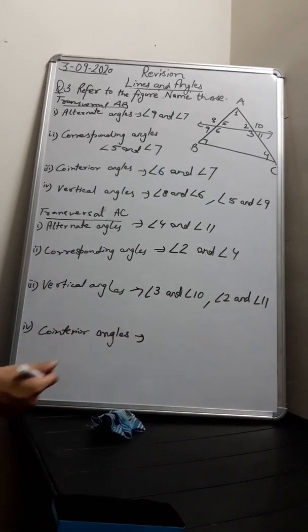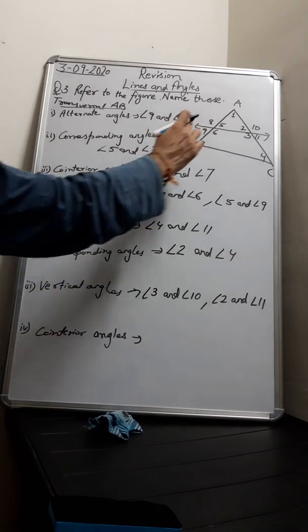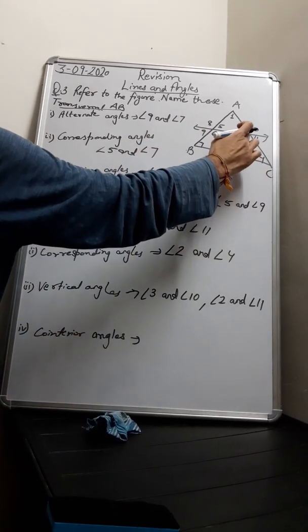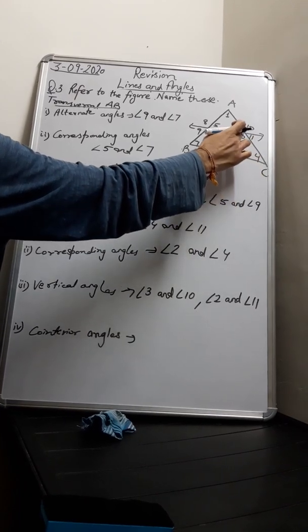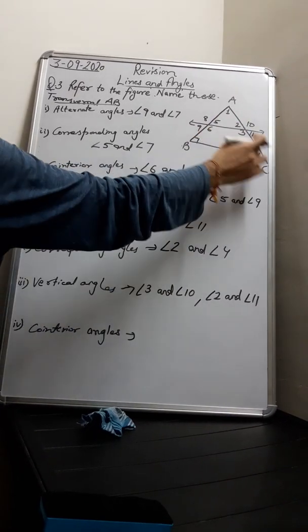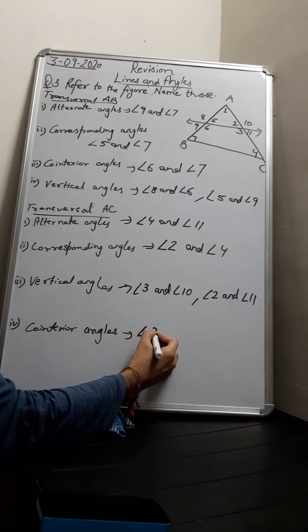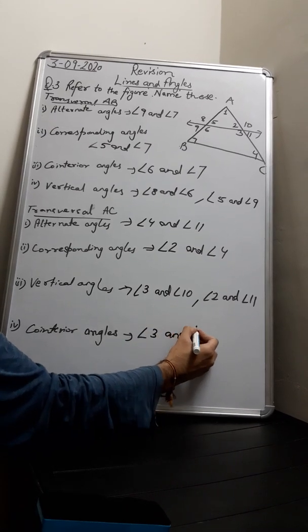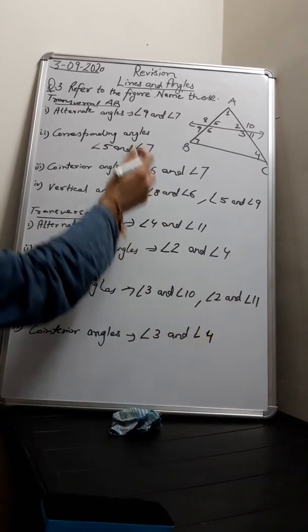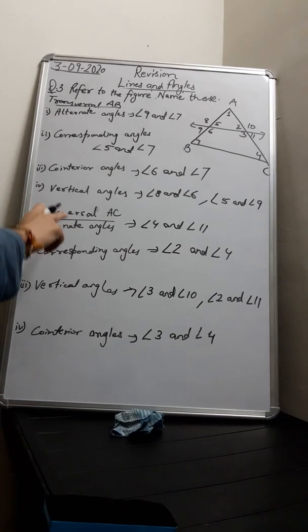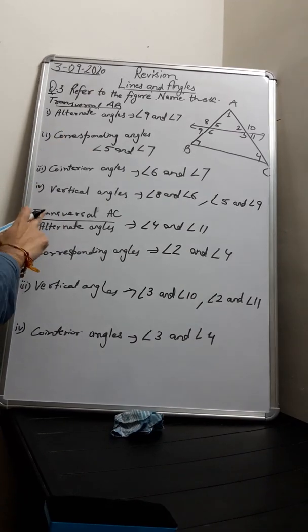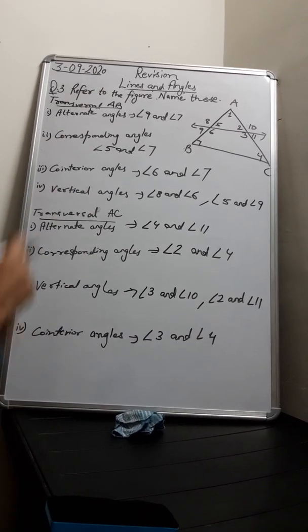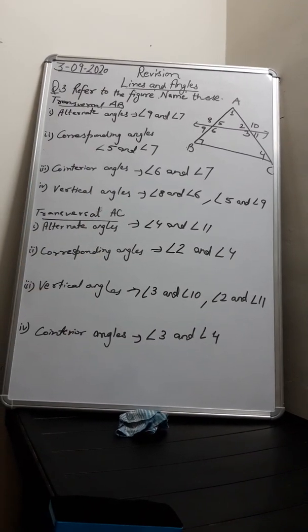And last is co-interior angles. This is your parallel line. Angles which are lying on the same side of the transversal and which are interior, that is 3 and 4. So it will be angle 3 and angle 4. So in this way we can name the angles transversal-wise. First we have taken transversal AB and then we have taken transversal AC. So in this way we can name the angles.